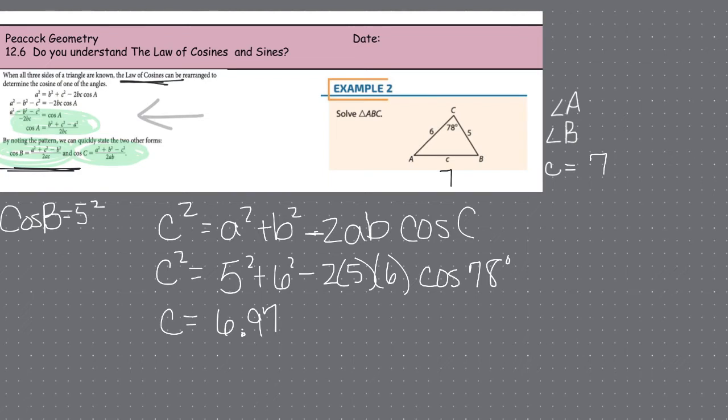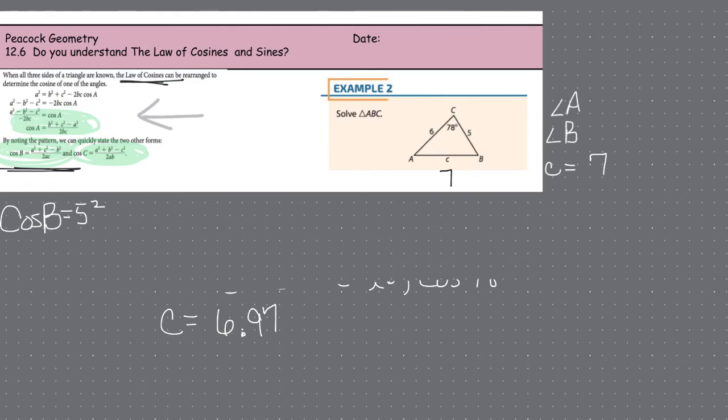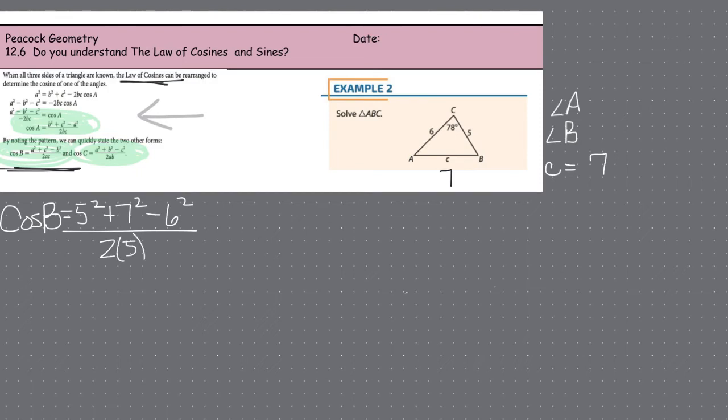So here we go. Cosine of B is equal to A squared is 5 squared. I'm going to erase some of this stuff because I'm about to write on it. I run out of room on my screens. A squared plus C squared, which we found was 7 squared, minus B squared, which is 6 squared, over 2 times A times C. Again, stick this into your calculator.